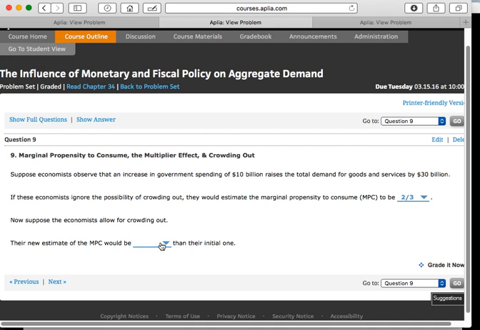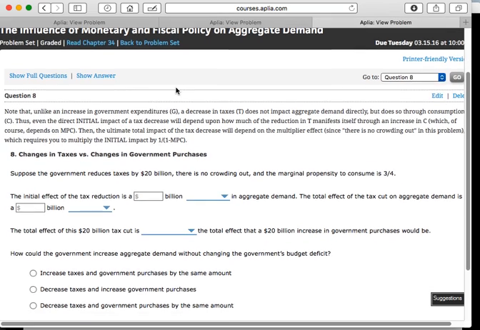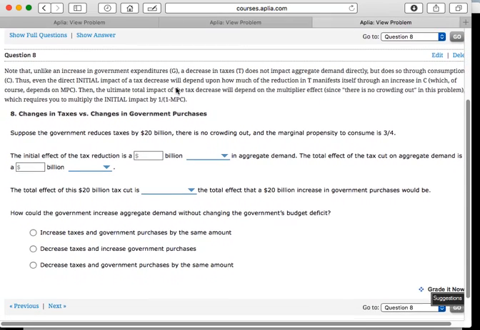Mathematically, if you do the math, you can figure it out, but just logically speaking, the impact on consumption must have been greater than, we have $10 billion added to aggregate demand from government expenditures. The amount that's added to consumption must be greater than the 20 billion because we had a reduction in aggregate demand because of crowding out. Therefore, the new estimate of marginal propensity to consume has to be larger than their initial one. And so that was question 9 on chapter 34. The last question we're going to cover is actually the previous question, question 8.